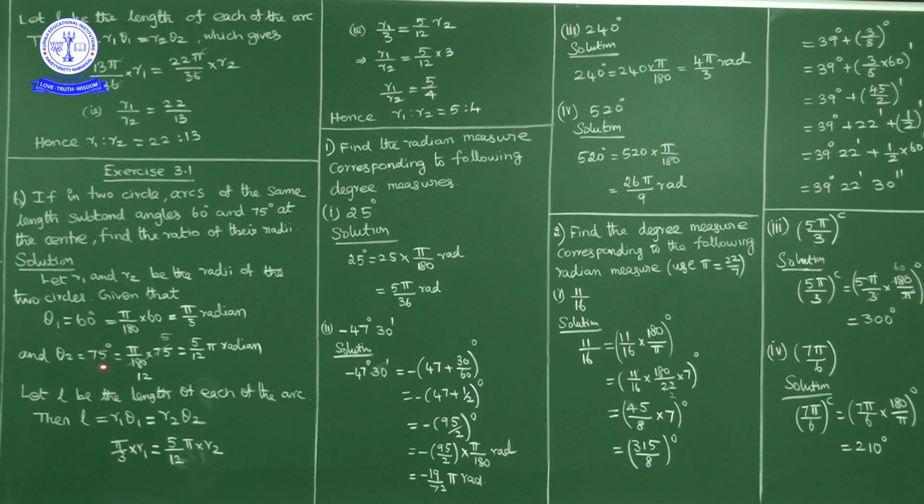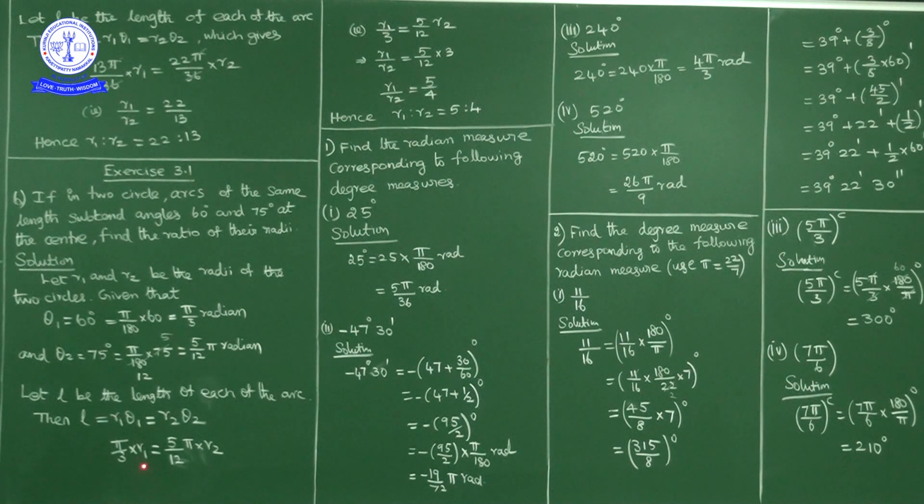Theta 2 is 75 degrees, which is equal to pi by 180 into 75. 5 cancel, so what we have is 5 pi upon 12 radians. Now let L be the length of each arc. So L is equal to R1 theta 1, also L is equal to R2 theta 2.